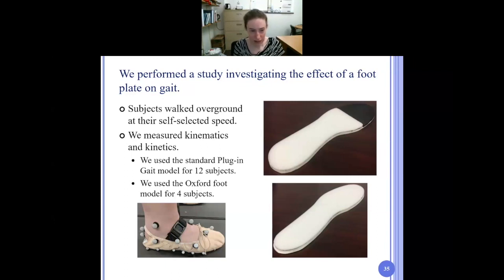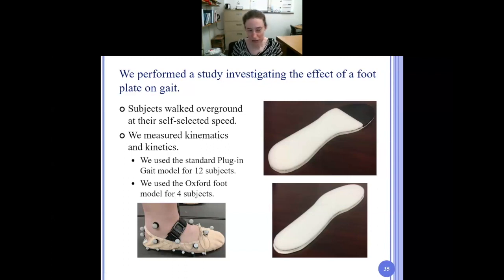And for this first part of the study, we used the standard plug-in gait model, which has a single rigid foot part. And then we did a second sub-study in which we had 4 subjects walk on a treadmill. We had basically the same 3 conditions: a barefoot condition, a condition with a 3/4 length foot plate, and a condition with a full length foot plate. And in this case, we use the Oxford foot model, which breaks the foot into 3 segments. So there's basically a hind foot segment, a midfoot segment, and then this front foot segment.